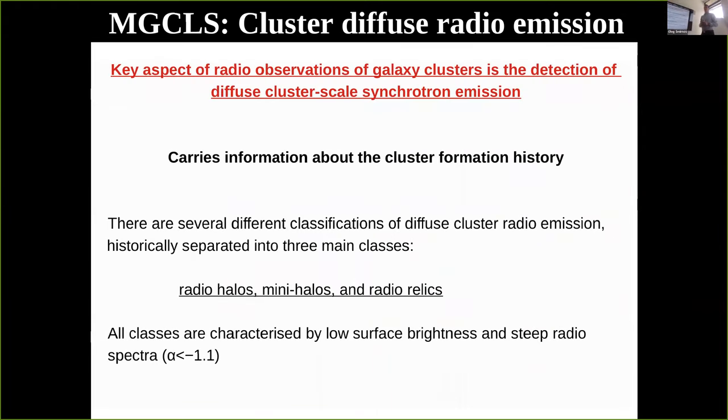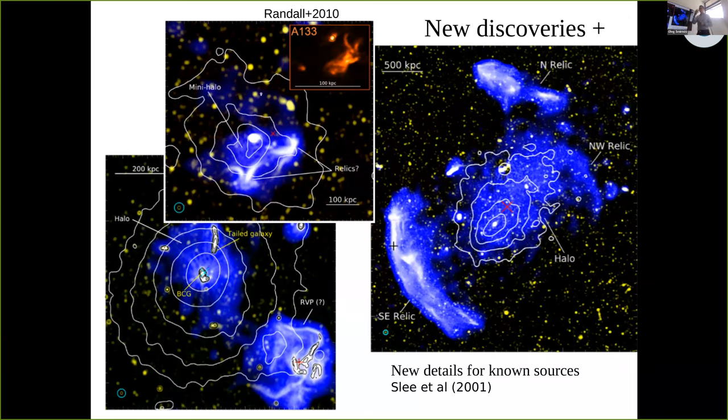One of the key aspects of radio observations of galaxy clusters is the detection of diffuse cluster-scale synchrotron emission. This carries information about the cluster formation history, and there are several different classifications of diffuse cluster radio emission, historically separated into three main classes: radio halos, mini halos, and radio relics. All of these classes are characterized by low surface brightness and steep spectra. Now I'll show you some examples of what we actually observed with the MGCLS survey paper.